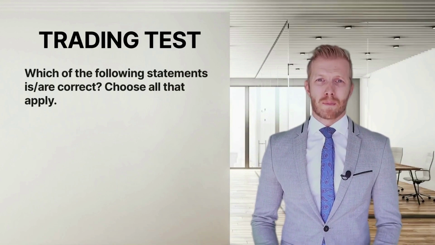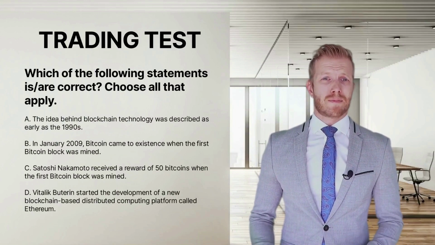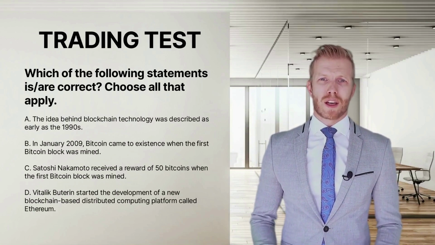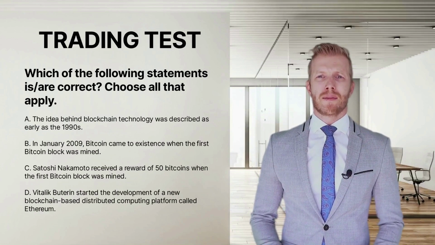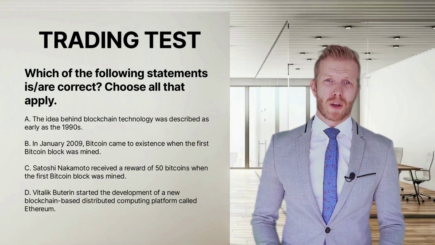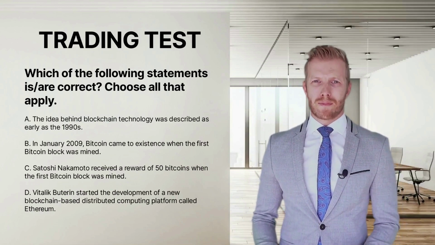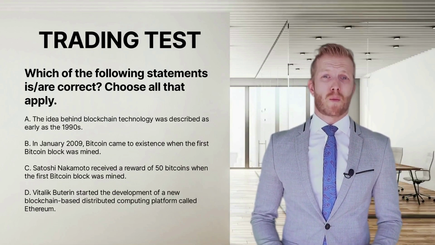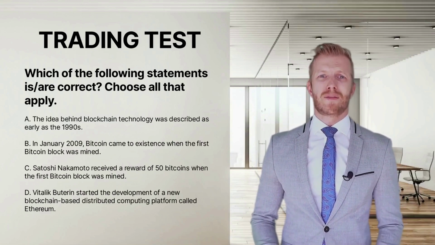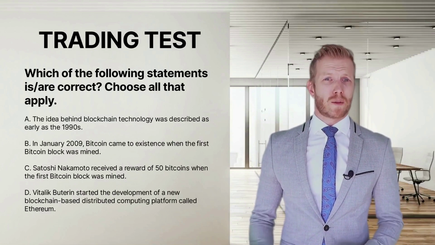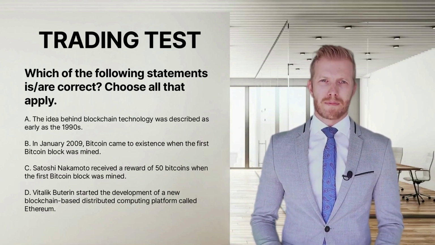Which of the following statements are correct? Choose all that apply. A. The idea behind blockchain technology was described as early as the 1990s. B. In January 2009, Bitcoin came to existence when the first Bitcoin block was mined. C. Satoshi Nakamoto received a reward of 50 Bitcoins when the first Bitcoin block was mined. D. Vitalik Buterin started the development of a new blockchain-based distributed computing platform called Ethereum.